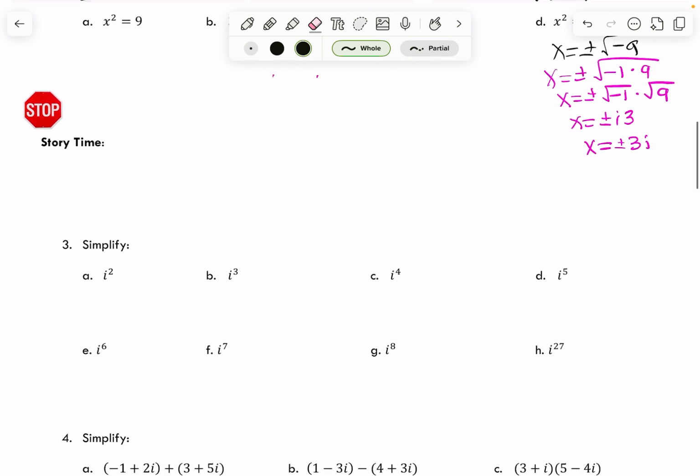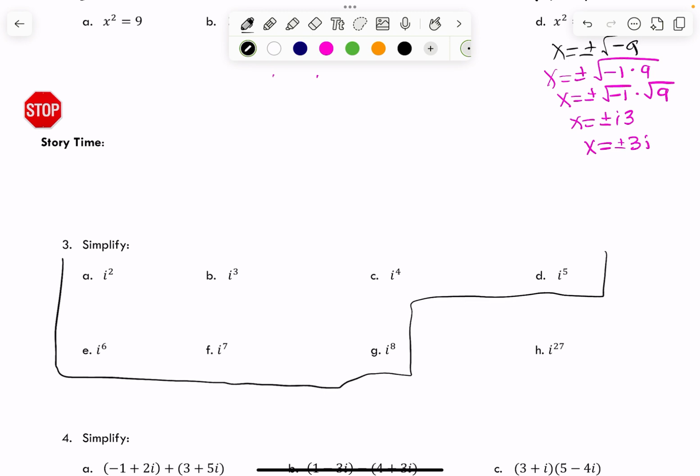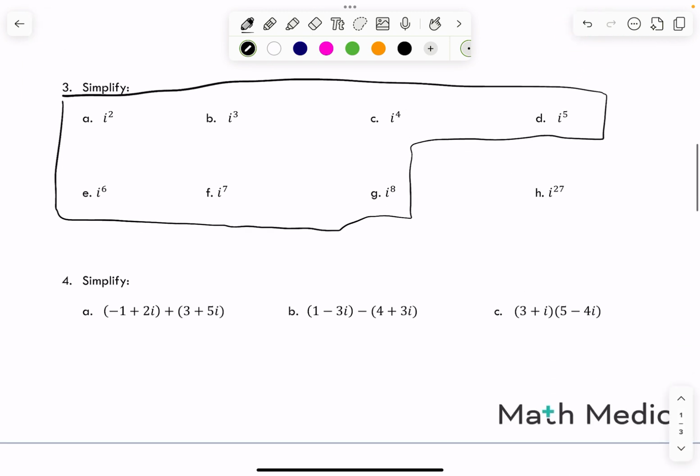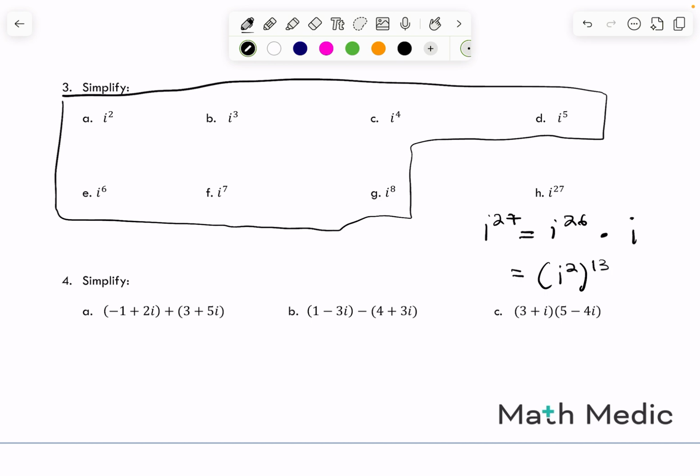So if you just go back and rewind the video, I did pretty much all of these already for you. So then the question is, how do you do i to the 27th? My rule of thumb is when it's odd, always make it even. So if it's i to the 27th, I would do i to the 26th times i. Because I know I can write i to the 26th as i squared to the power of 13 times i.